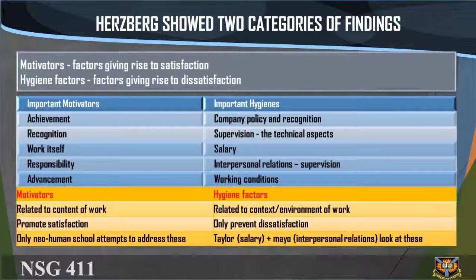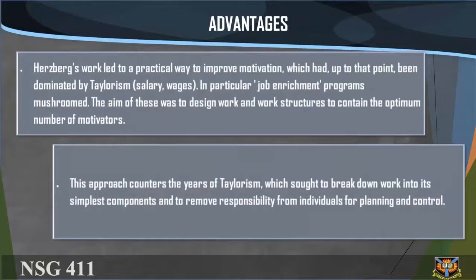Other features include motivators related to content of work, promote satisfaction. Only the neo-human school attempts to address this. Hygiene factors related to context or environment of work, only prevent dissatisfaction. Taylor, salary, plus Mayo, interpersonal relations, look at this.